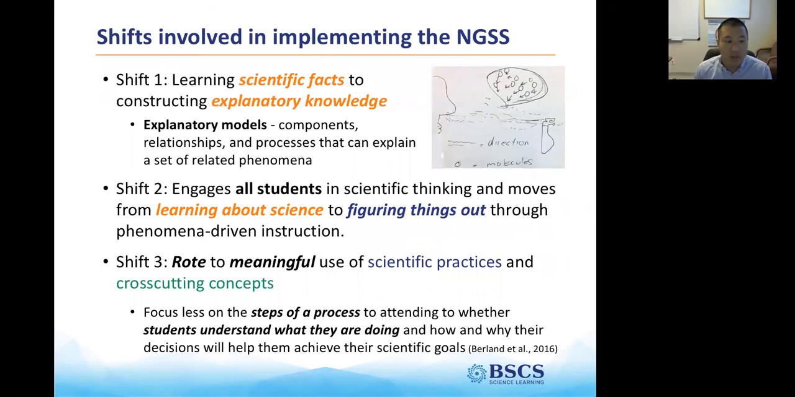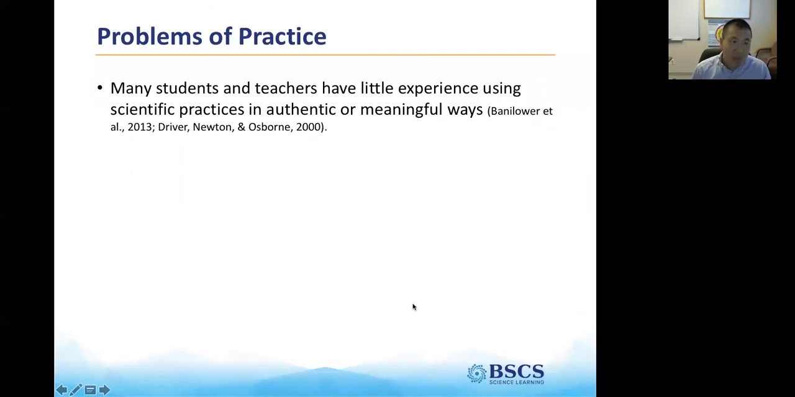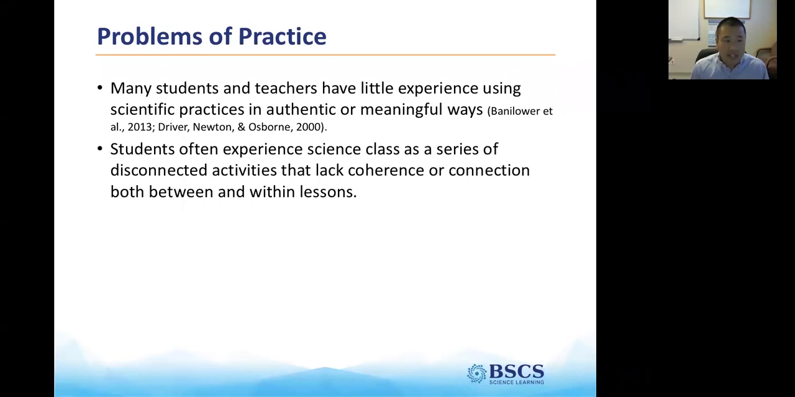So we want kids to be really thinking about what they're doing and how their decisions will help them achieve their scientific goals. But in existing practice, many students and teachers often have little experience using these practices in authentic or meaningful ways, partly due to the experience that we had as teachers or as students, rather, or the lack of professional development or curriculum materials. And often science in classrooms is seen as a disconnected set of activities that lack coherence or connection between or within activities. So kids don't necessarily understand how different activities connect from one thing to the other, or they're just driven by what the relevant topic is.